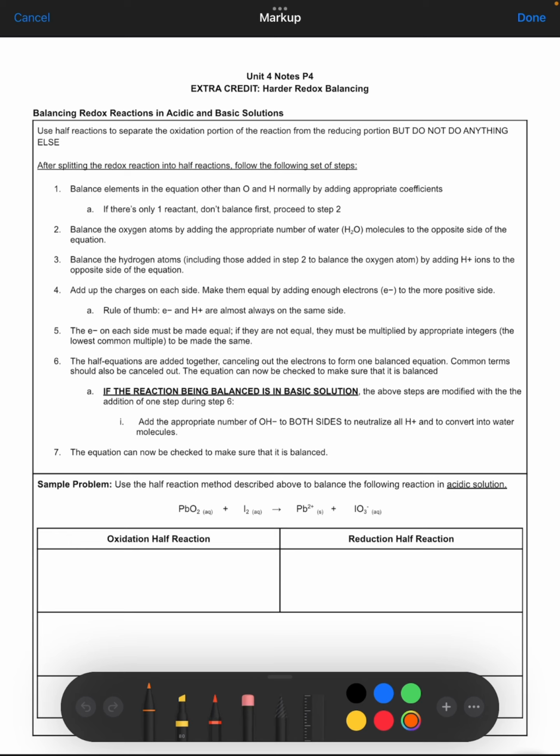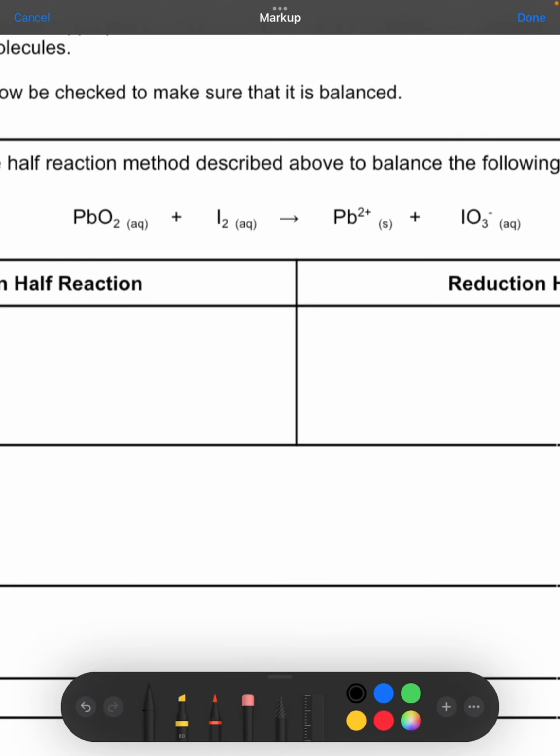So you are still going to be using the half reaction method just like we talked about with regular redox reactions. It's just that this time we're going to add a bunch of extra steps on top of that. So this first bit over here says that we are going to use half reactions to separate the oxidation portion of the reaction from the reducing portion first, but then we're not going to do anything else. So let's look at this reaction down here just to start out.